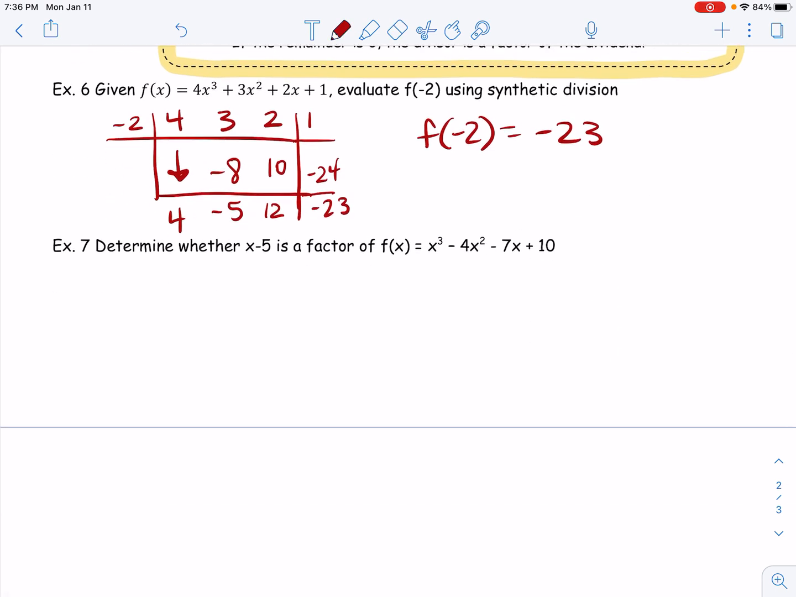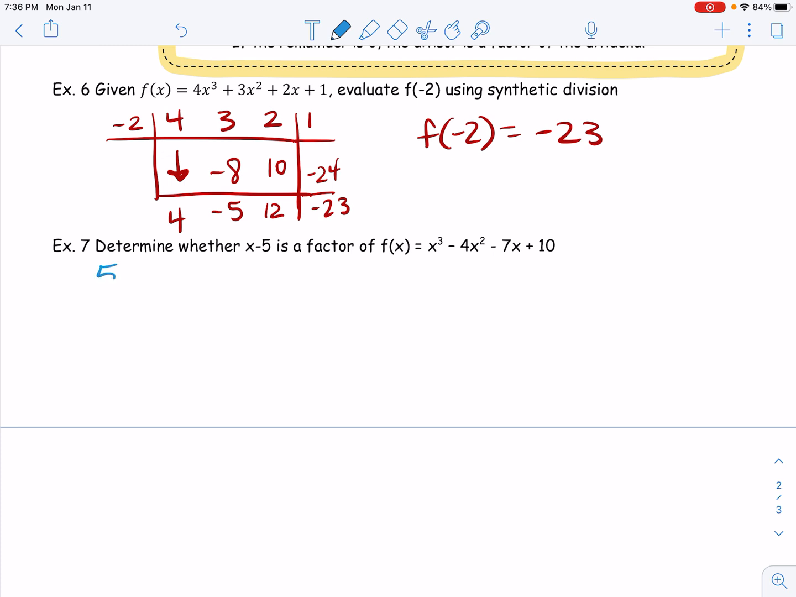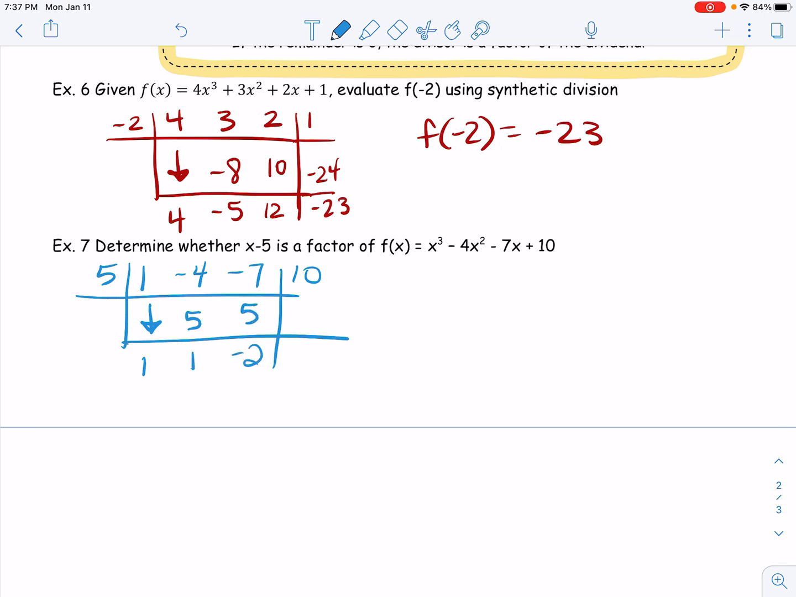Last one. Determine whether x minus 5 is a factor of x cubed minus 4x squared minus 7x plus 10. Well, that's using the third bullet point. So we can divide. 5. 1x cubed minus 4x squared minus 7x plus 10. Drop it down, multiply, add. Oops, that is a positive one. Multiply, add, multiply. So what does that mean? If we get 0 for a remainder, then yes, it is a factor. Okay.